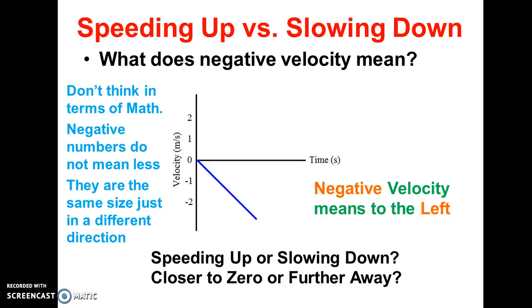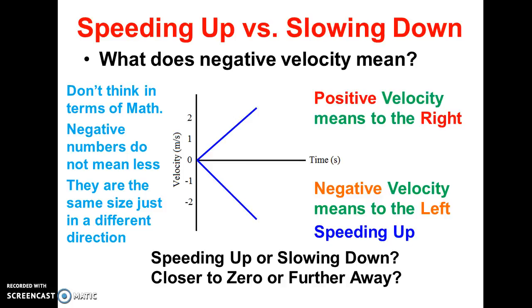So when I go from 0 to -2, my speedometer is actually getting bigger. I'm going from 0 to 2 on the speedometer. The negative just means I'm going to the left. So in this case, I'm speeding up. If I have a positive velocity, it means I'm moving to the right. And again, since my numbers are getting further away from 0, that means that my speedometer is going up, which means I am speeding up.